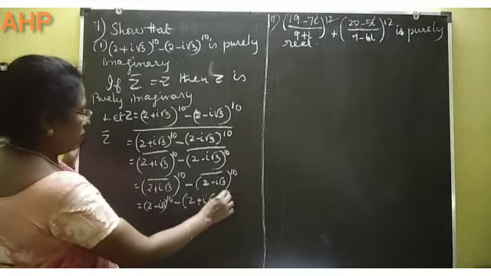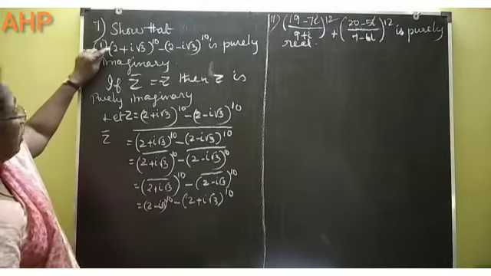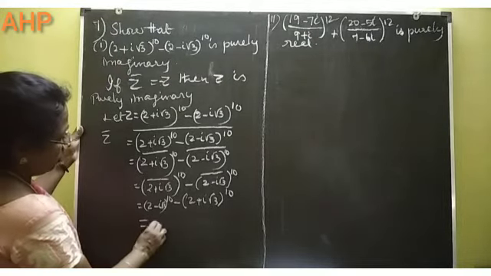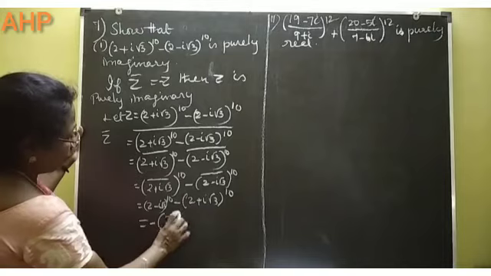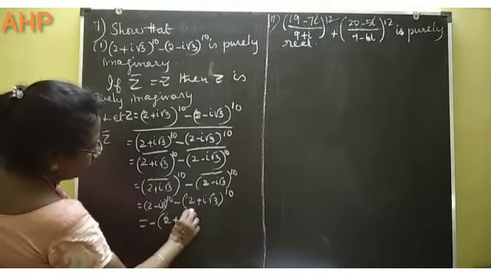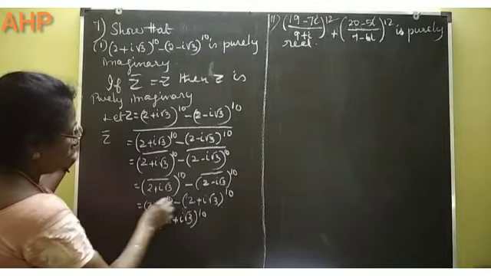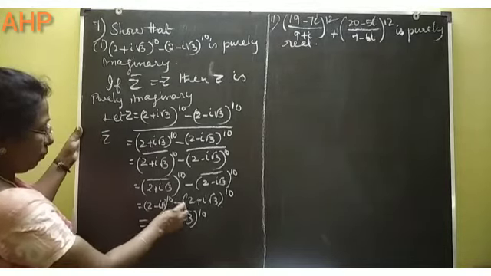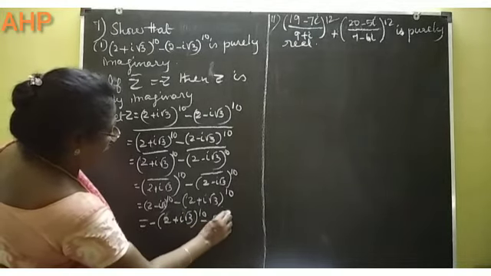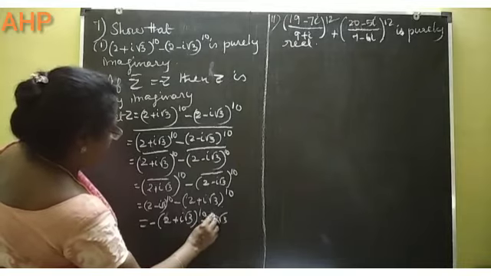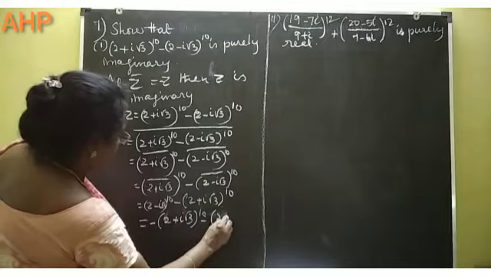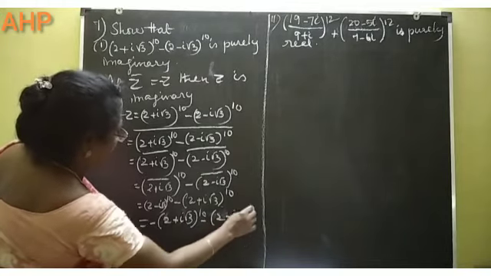the whole power 10. Now you see here, if you can take minus outside from these two, we get (2 plus i root 3) the whole power 10. See, minus common outside from this term and this term, this will become plus and this will become minus. Minus 2 root 3 minus (2 minus i root 3) the whole power 10.